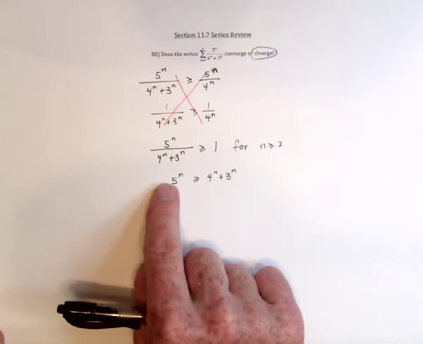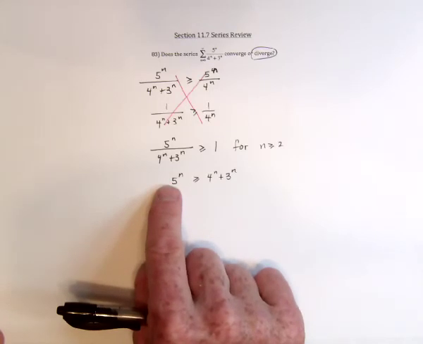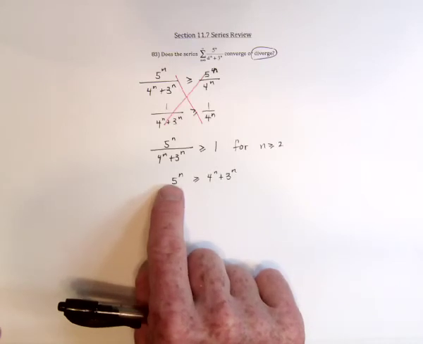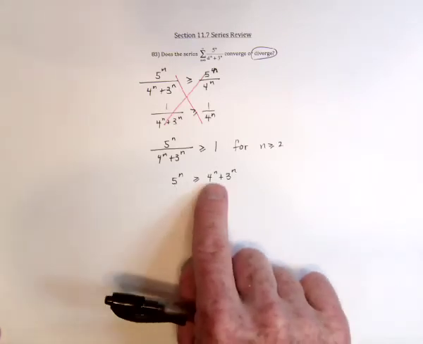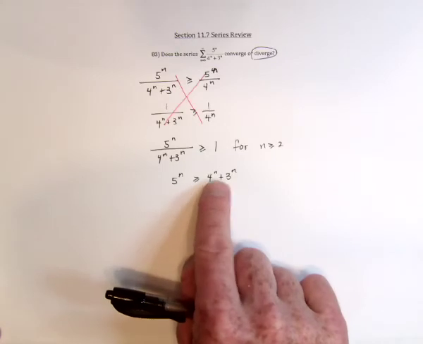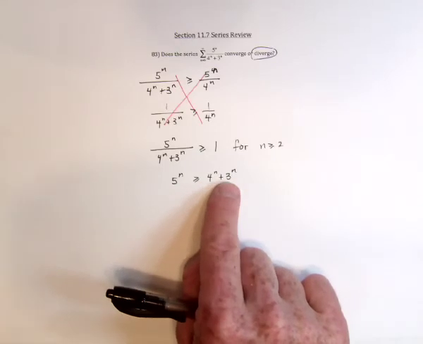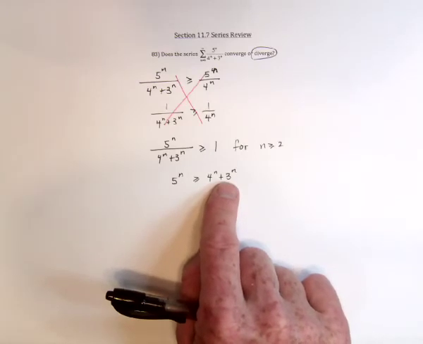The only problem with that is, what's the derivative of 5 to the n? Well, it's 5 to the n times the natural log of 5. That means you would then have to prove that 5 to the n with natural log of 5 is bigger than these guys with natural log of 4 and natural log of 3. So the derivative is essentially the same as the original. So taking the derivative is not going to help.